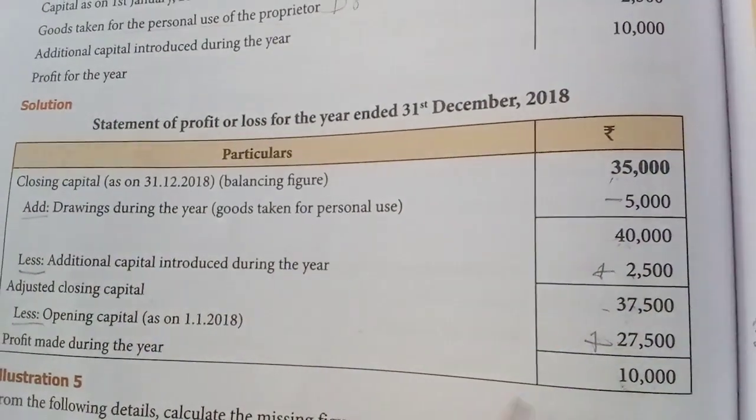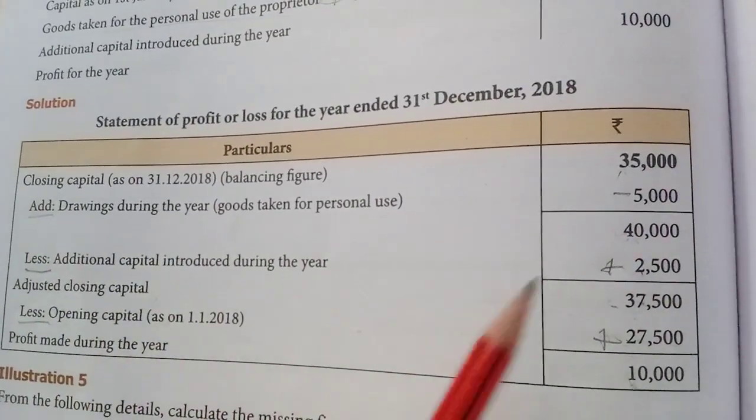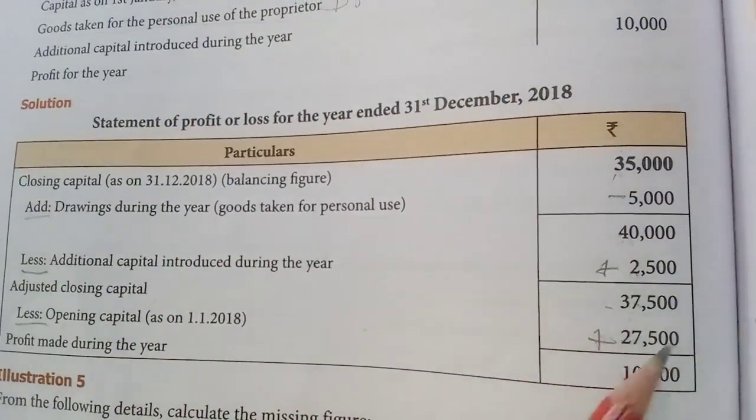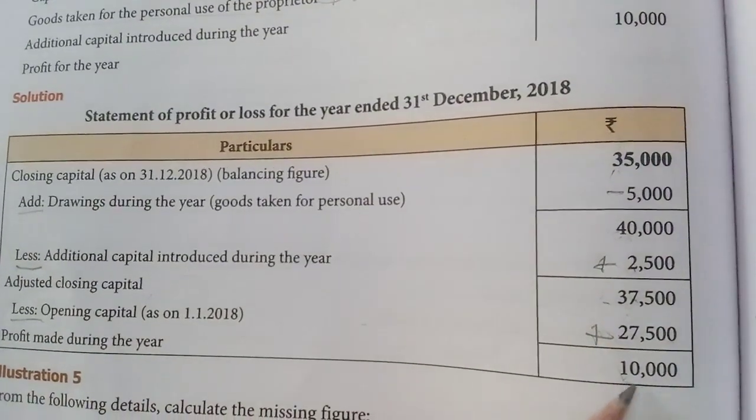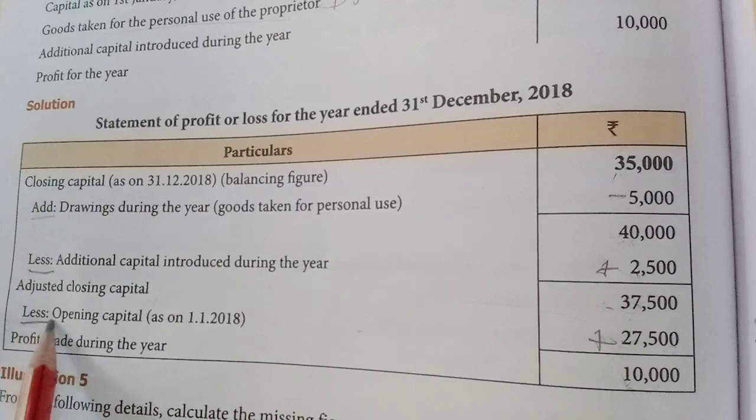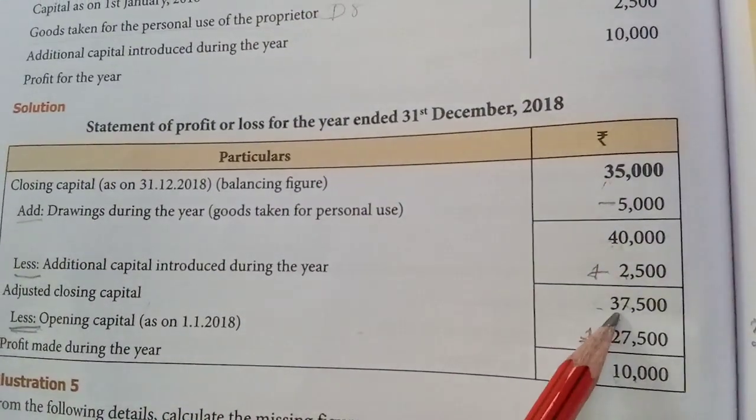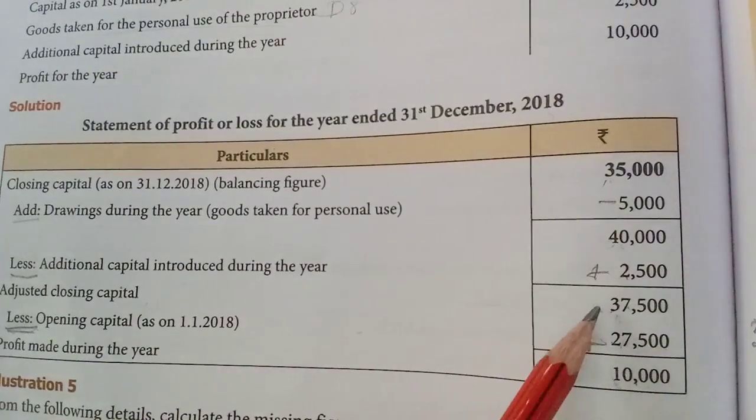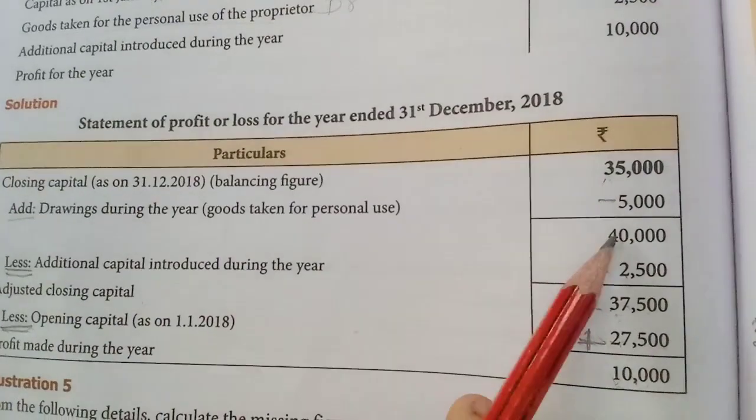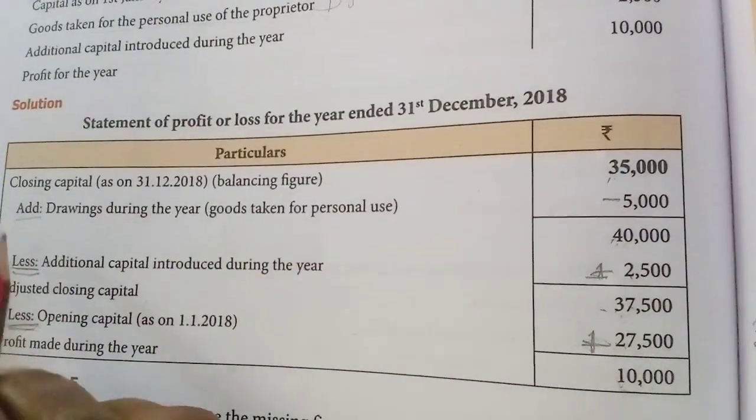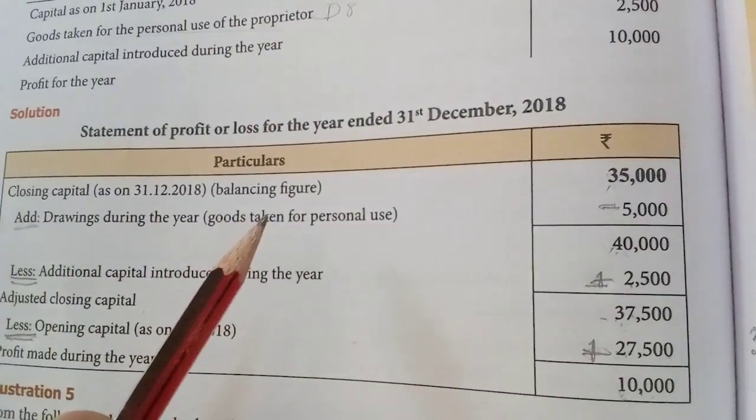Understood? Once again I am explaining. We are writing all the details in the statement. What we know, you write that amount and leave the other amount. And last, we have to start from the last. Here you see less is written. We have to add these two amounts. Write 37,500 here. Then here you see next less is written, so again you add this one. We will get this amount. Here add is written, we have to deduct, we will get the closing capital.